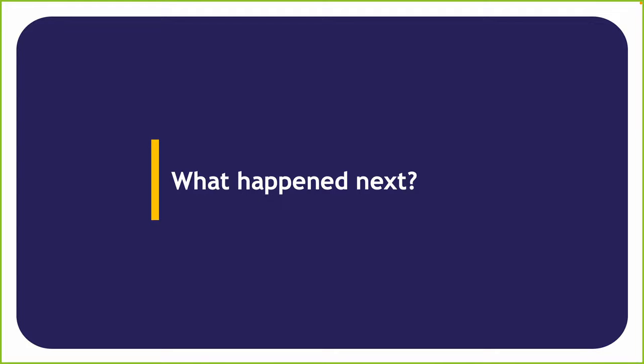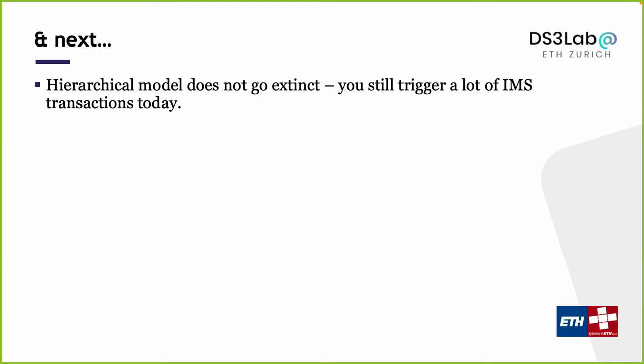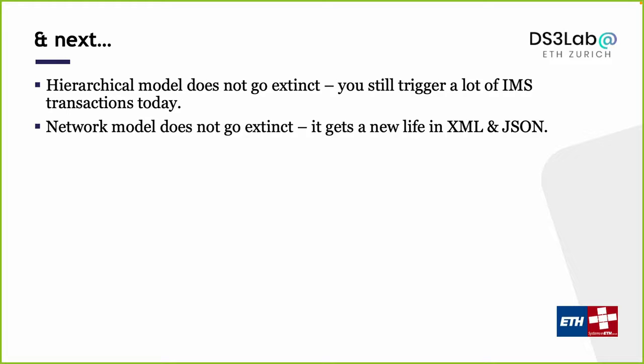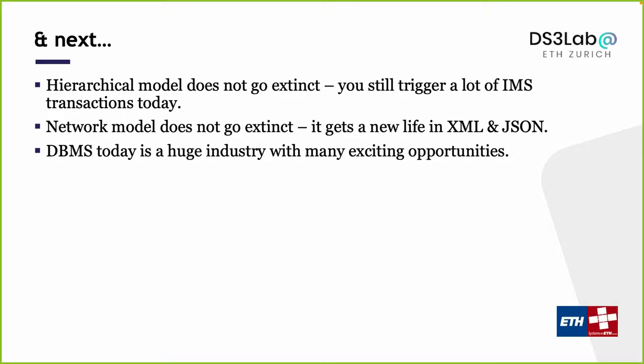What happened next? So if you look at today, the landscape, hierarchical model actually doesn't go extinct, right? So you are still triggering a whole bunch of transactions in hierarchical model every single day. Actually, maybe much more than relational model, to be honest, if you measure the number of transactions you are triggering. The network model also doesn't go extinct. It actually gets a new life in XML and JSON. If you look at these two different applications, you will see how similar they are, not to a relational model, but actually to the network model, where your data is a network, right? So it's still being used a lot.